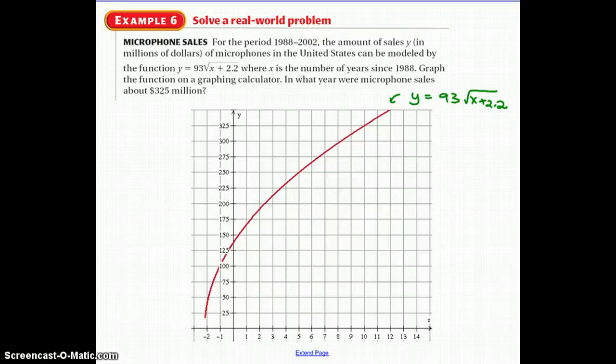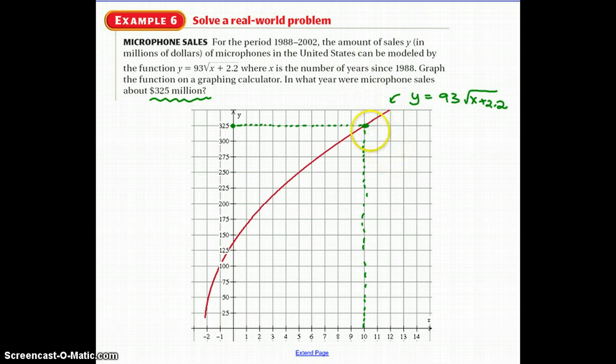So they're asking us, in what year were the microphone sales about 325 million? So what we're going to do is go on the y-axis because the sales in millions are represented by y, and we're going to go to our graph to see what point has that y value, here where we have the dot, and then go back down and read the year, or the x value.